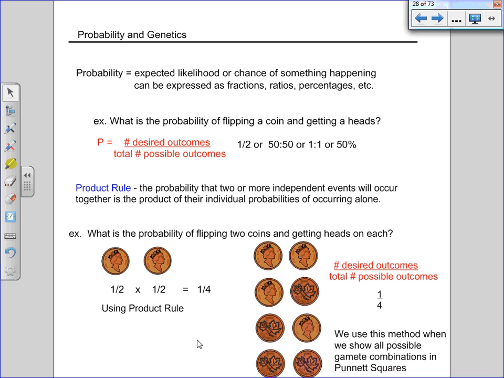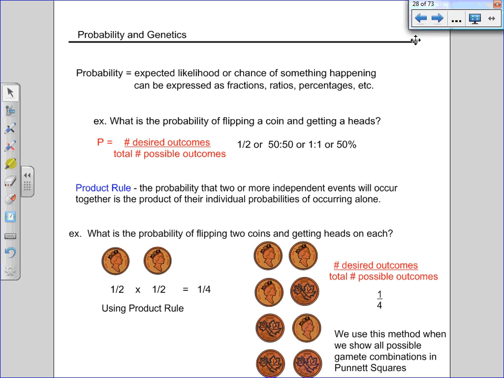Okay, so this bottom part is just showing the two different ways that you could show the probability of flipping two coins and getting heads on each. On the left, it's showing it using the product rule. The probability of getting heads for one coin is 1 in 2, times the probability for the other, which is 1 in 2. So half times half gives you a quarter. If instead you looked at all the possible outcomes, there are 4 possible outcomes when you flip two coins. You get heads-heads, heads-tails, tails-heads, or tails-tails. So if you looked at how many of them are heads-heads, you'd get 1 in the possible 4.